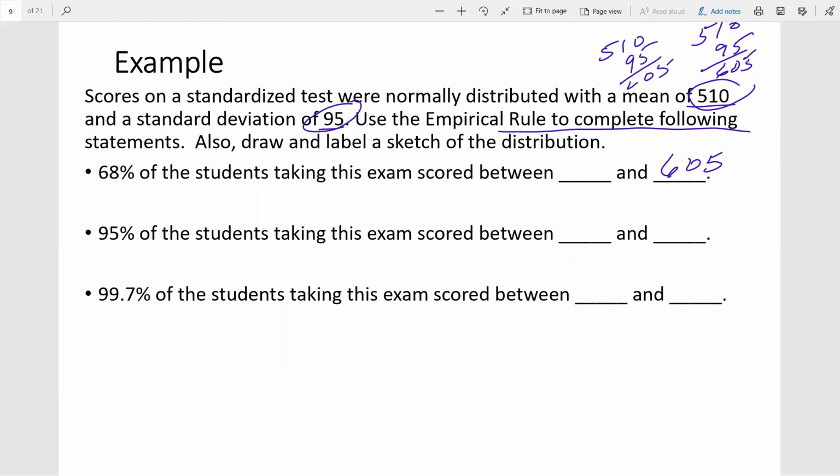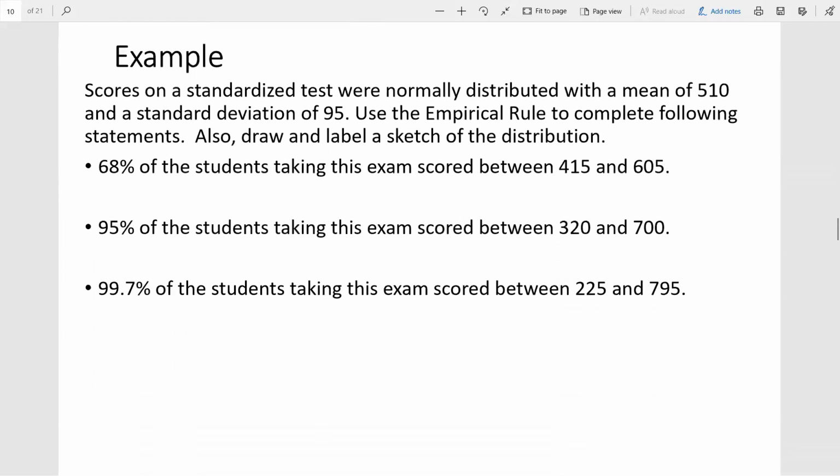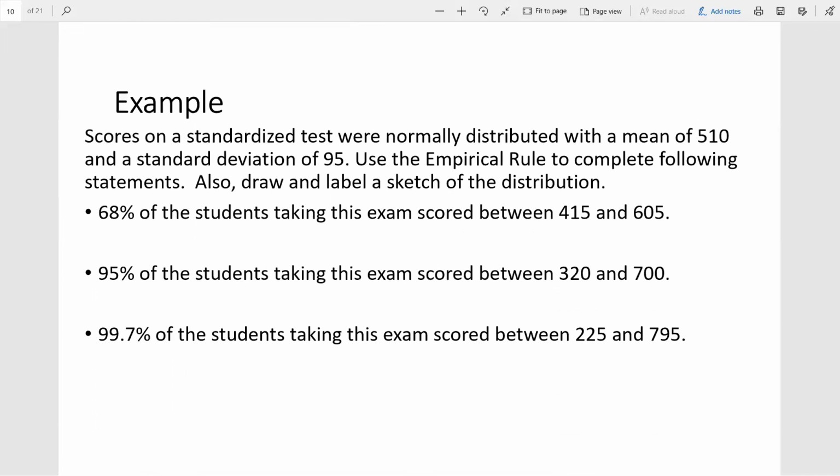And we get 405. $415, I'm sorry, we get 415. And continuing to add 95 and subtract 95, we get 700. And continuing to do this, we get our ranges for the 68% rule, the 95% rule, and the 99.7% rule.